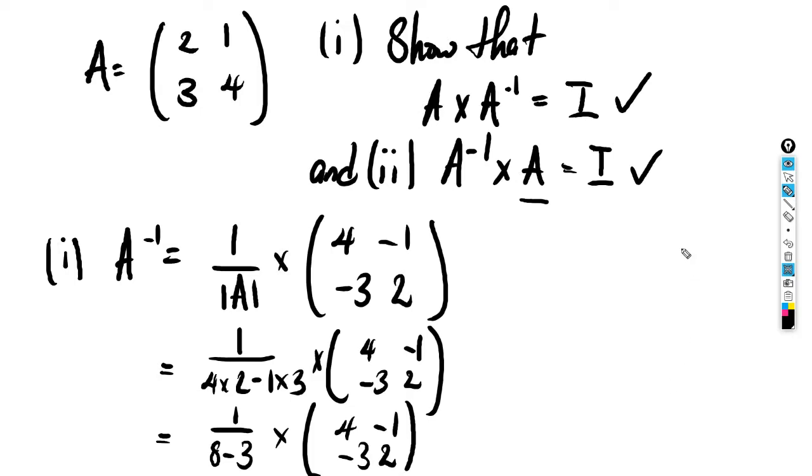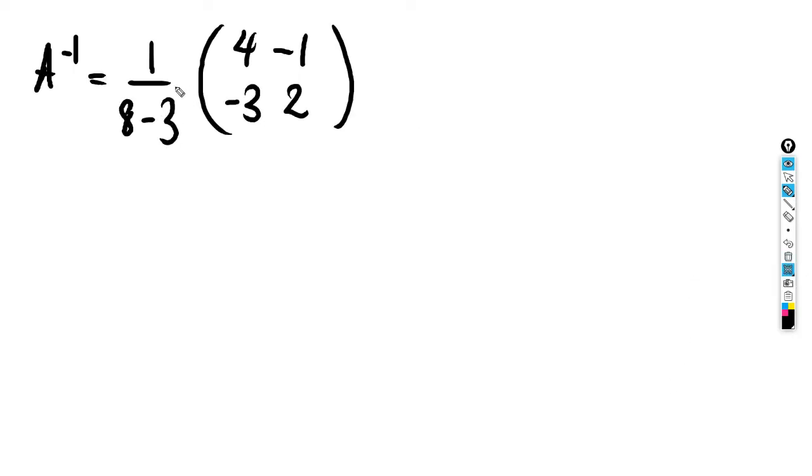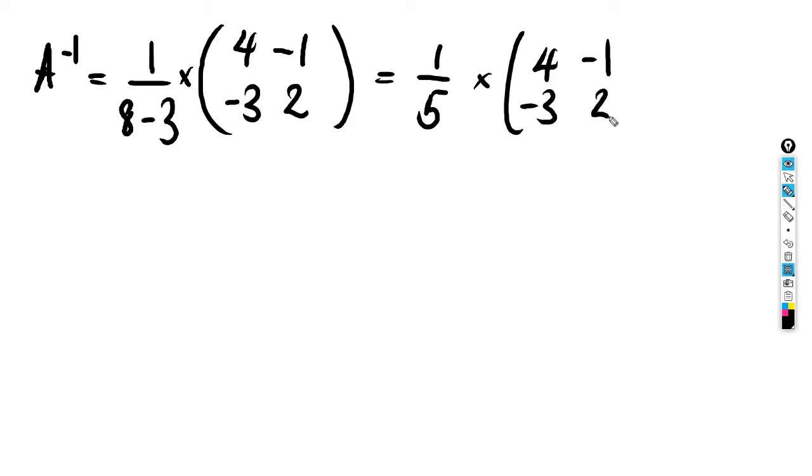All right, so let's clear the screen here. Okay, so we have A inverse is equal to 1 over 8 minus 3 multiplied by A adjoint, which is 4, minus 1, minus 3, 2. Okay, so we should end up getting 1 over 5 multiplied by 4, minus 3, minus 1, 2.